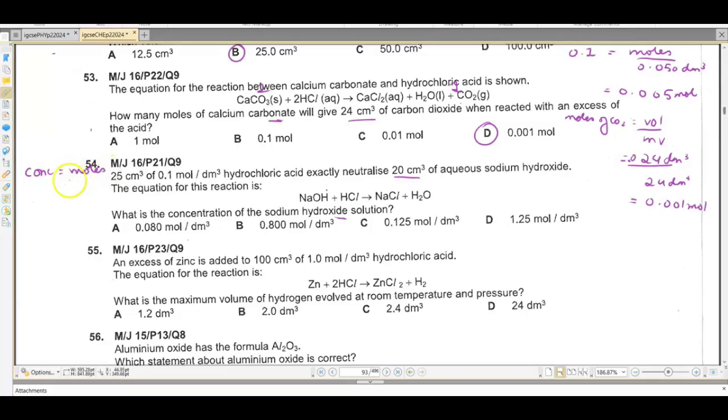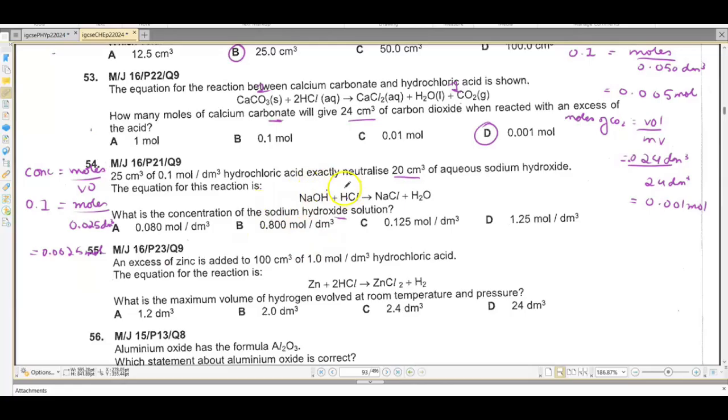Concentration is equal to moles by volume. So concentration is 0.1 mole per decimeter cubes, and moles we have to find, and the volume is 25 centimeter cubes, so it is going to be 0.025 decimeter cubes. Okay, so multiplying 0.1 with 0.025 gives us the moles of HCl, which are 0.0025 moles.